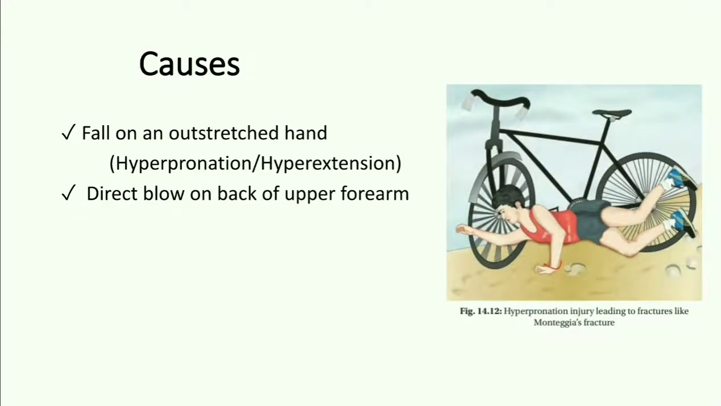The causes of Monteggia fracture dislocation include fall on an outstretched hand, hyperpronation or hyperextension state, and also by the direct blow on the back of upper forearm. In the figure, we can see the hyperpronation injury leading to fracture like Monteggia fracture.